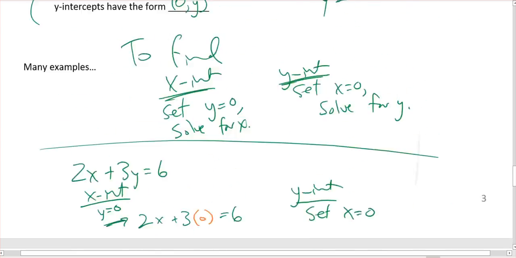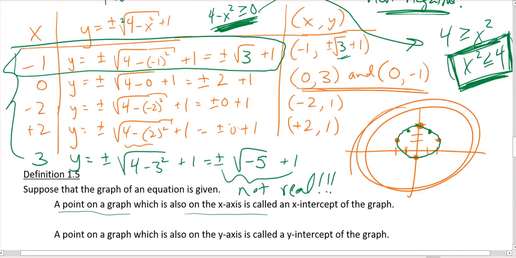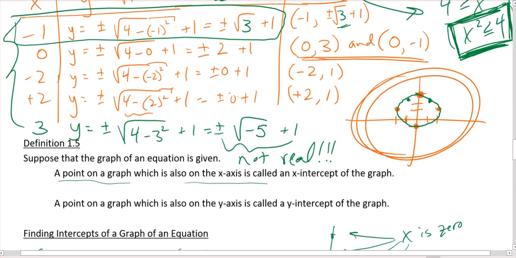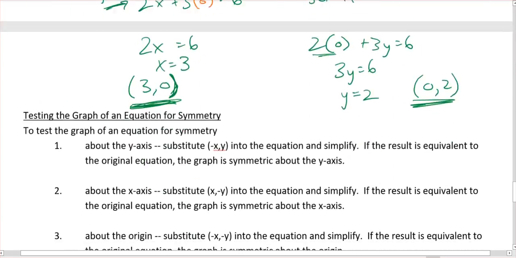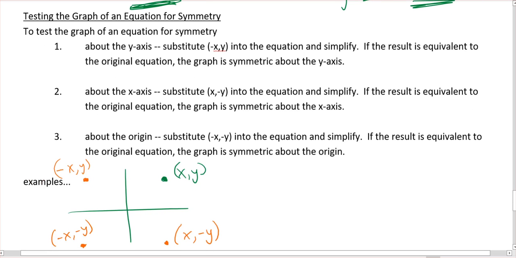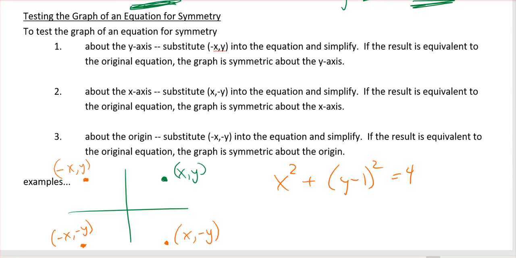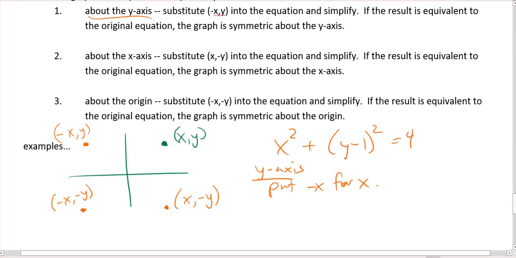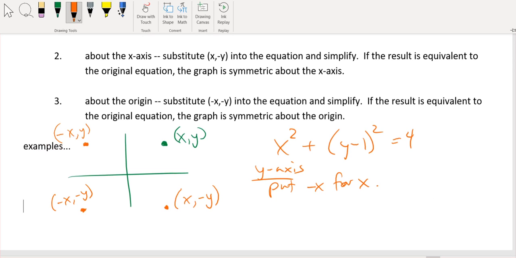Was that graph we just drew symmetric? It sure was, this one. It was symmetric about the y-axis, but not the x-axis. So knowing what this graph looks like, let's use it as an example: x squared plus (y minus 1) squared equals 4. We're going to test for y-axis symmetry. We're going to put negative x for x and see if it's equivalent. So I'm going to put a negative x.